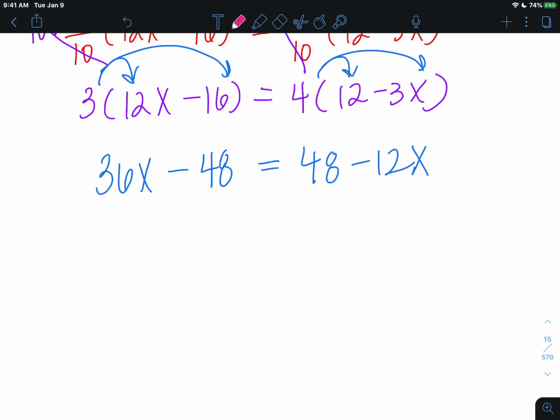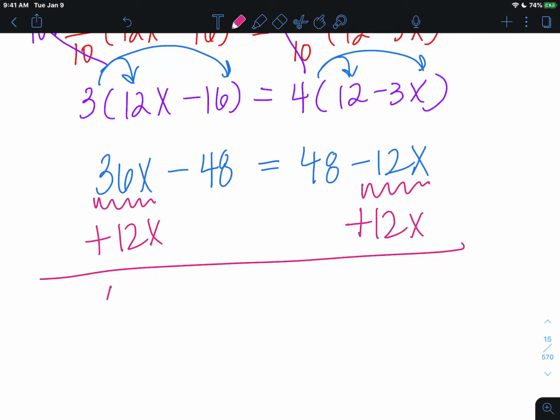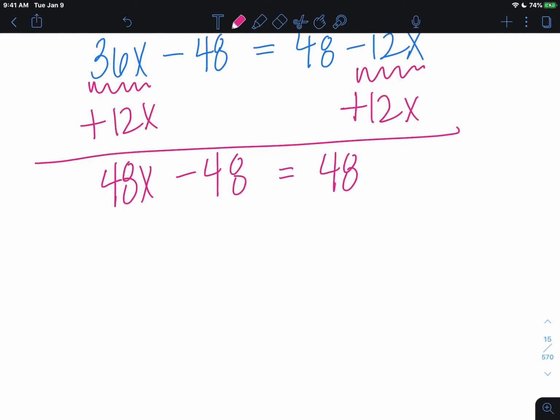So what I can do now is I need to get all my x's together. I need to move one of these guys. And I look at them and I see a positive 36, negative 12. Obviously, negative 12 is going to be much smaller. So I'm going to move that guy. Okay, lots of 48s going on there, right? So let's go ahead and keep going.